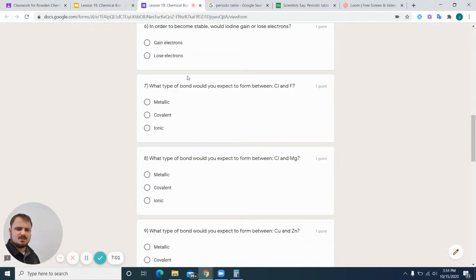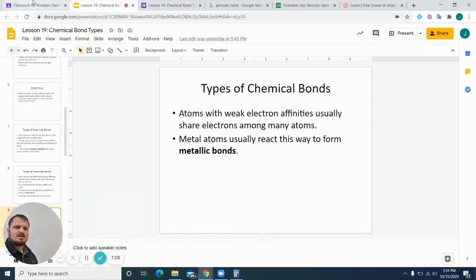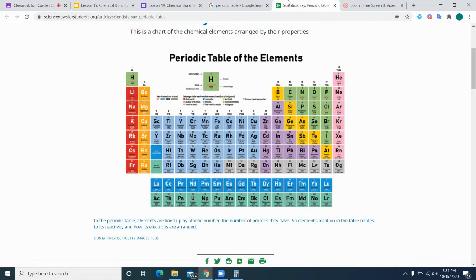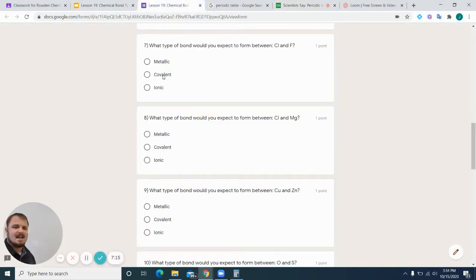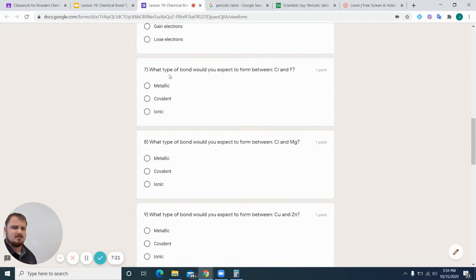So let's look at the questions. Between chlorine and fluorine, let's look at where they're at on the periodic table. Chlorine and fluorine, both up here in the upper right. If I even pull up this version of it, chlorine and fluorine up here in the nonmetals. What is it when 2 nonmetals bond? That is a covalent bond. Okay, I want you to try do 8, 9, 10, and 11, and then I'll run through it with you.